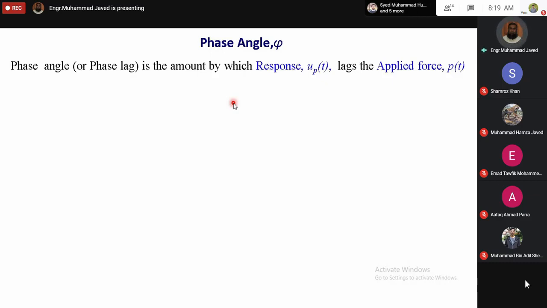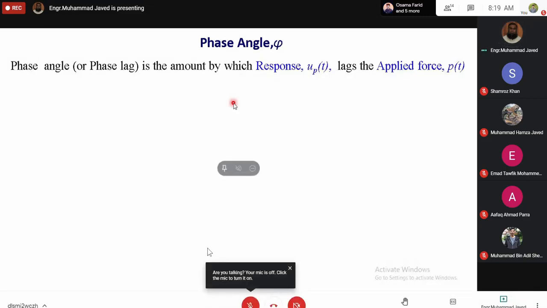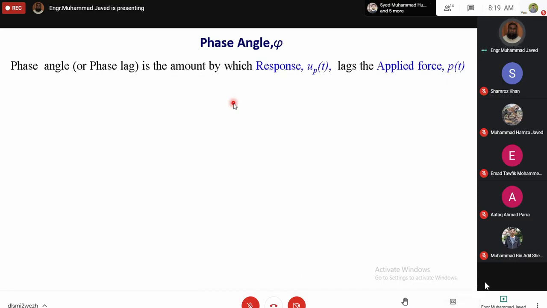Basically, phase angle is the amount by which a response lags the applied force. As we discussed last time, when frequency ratio is less than 1, the dynamic force and the corresponding dynamic displacement occur simultaneously in the same direction, and we say that the motion is in phase. But if frequency ratio exceeds 1, dynamic force and corresponding dynamic displacement occur in directions opposite to each other, and we say that the motion is out of phase.